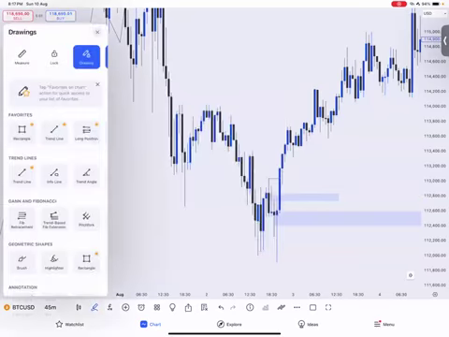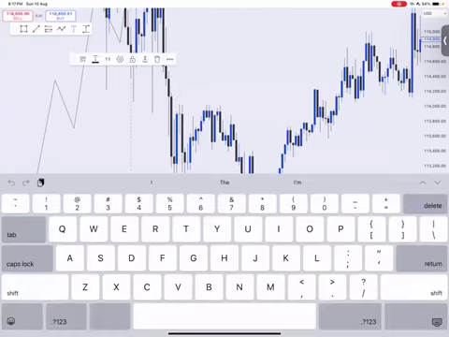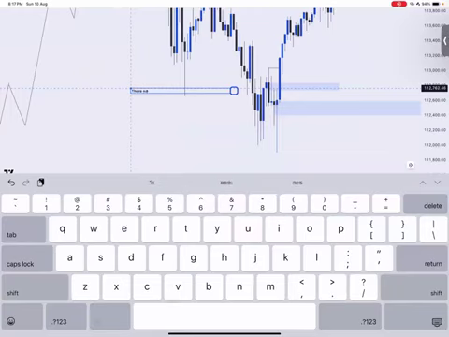So let me type it down. There needs to be a market structure shift or a double break of structure. Mind you, I said double break of structure, not a single one.